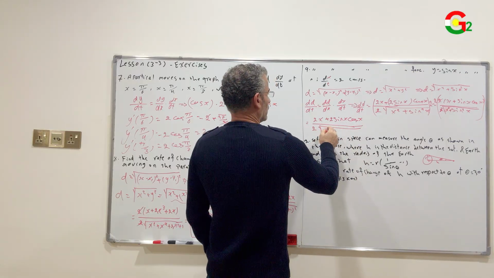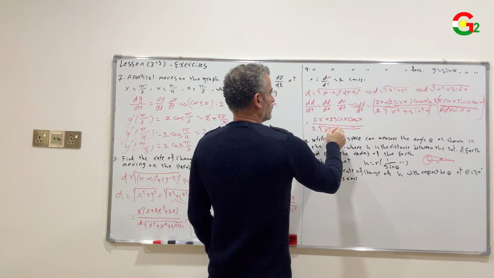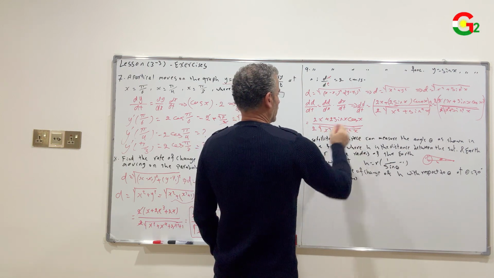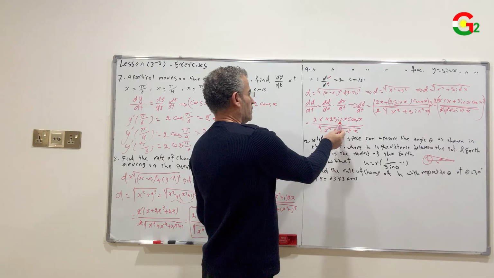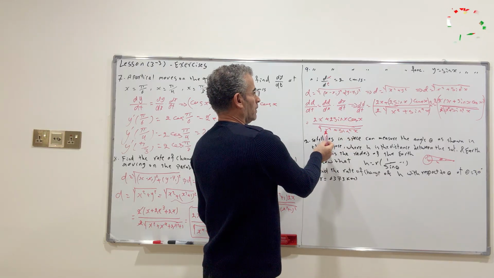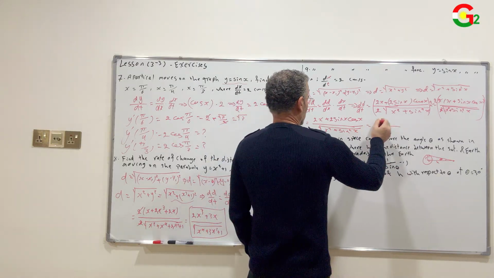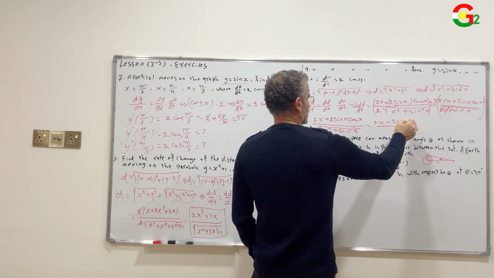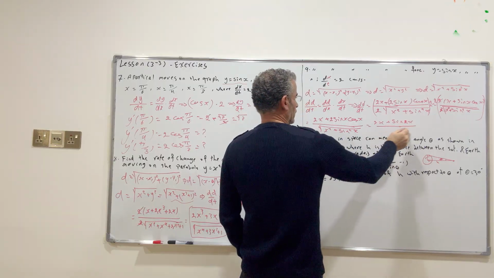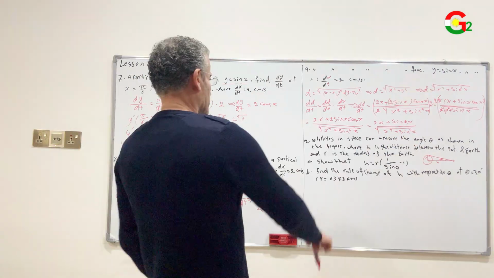square root of x power 2 plus sine square x. Sorry, 2x plus 2 sine x cosine x over the square root of x power 2 plus sine square x equals 2x plus sine 2x, since 2 sine x cosine x is sine 2x, all over the square root of x power 2 plus sine square x.